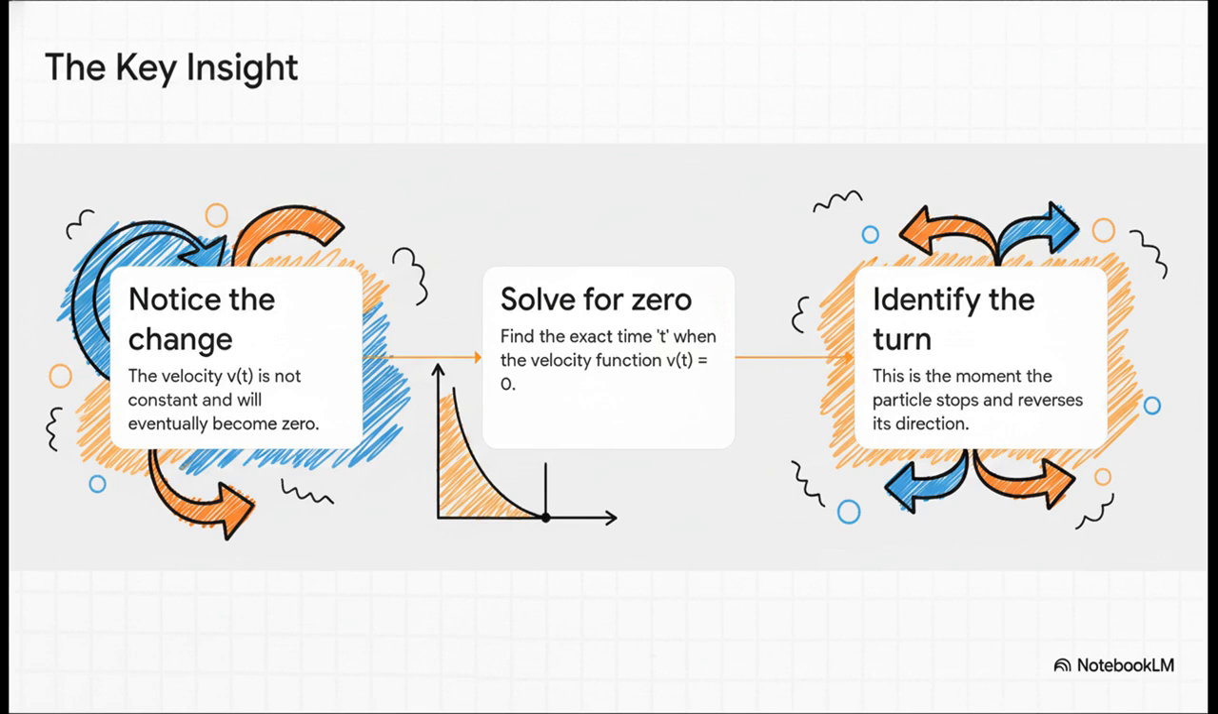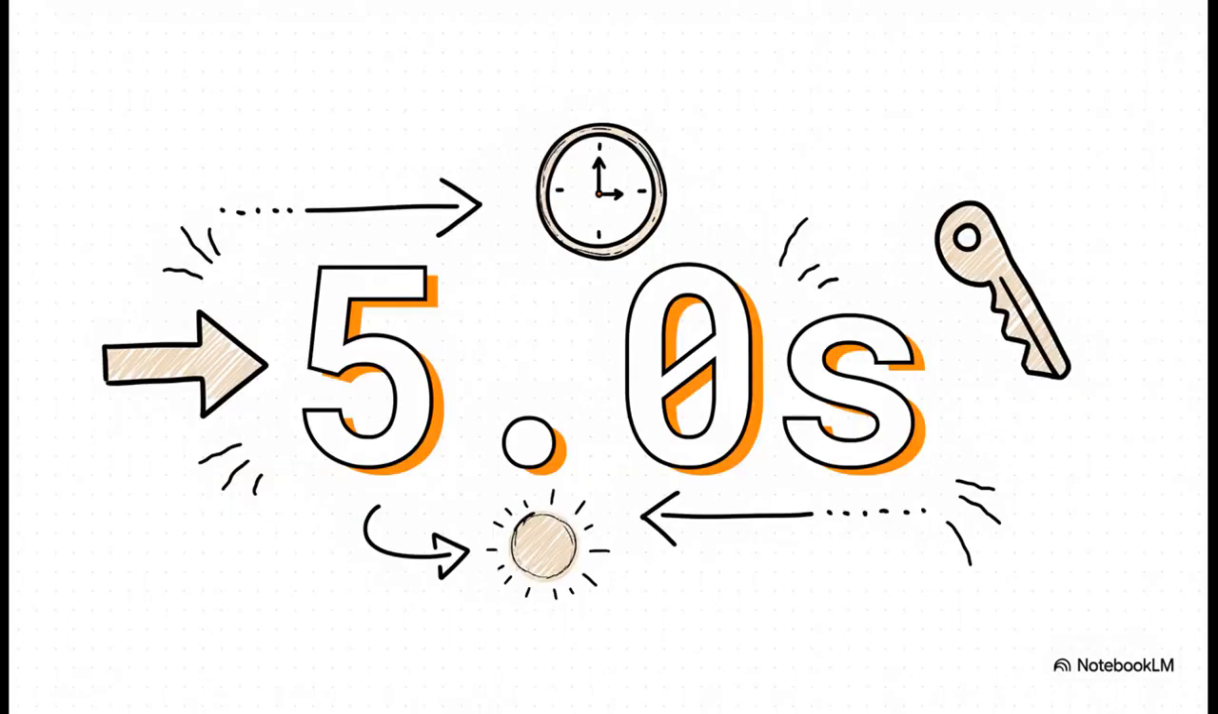We just set our velocity function to 0 and solve for t. And boom, there it is, 5 seconds. At exactly 5.0 seconds, the particle just stops for an instant. And for any time after that, its velocity goes negative. It starts moving backward. I'm telling you, this turning point is everything. It's the key to getting every single part of this problem right.